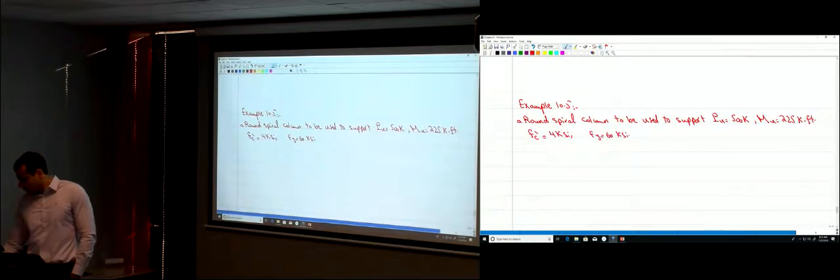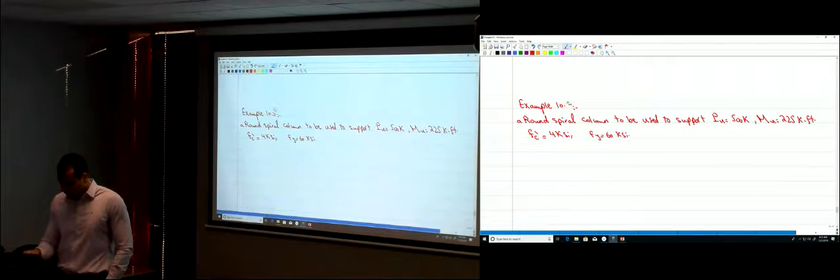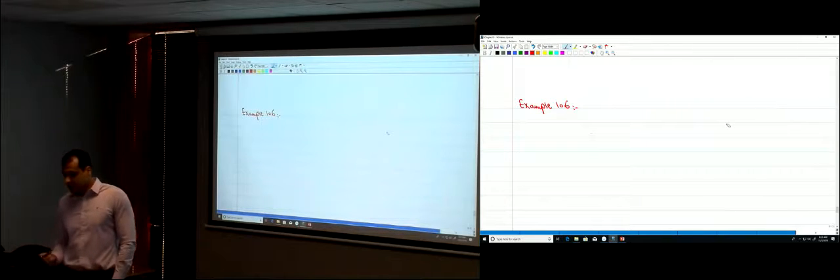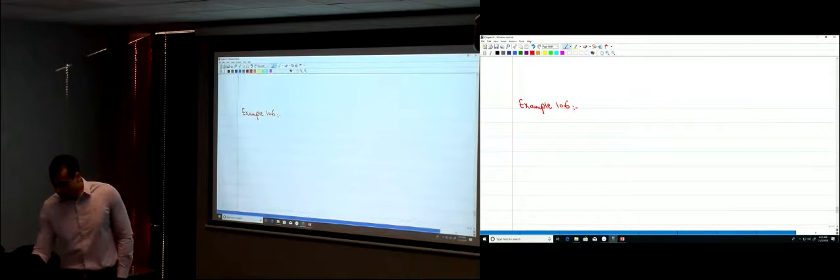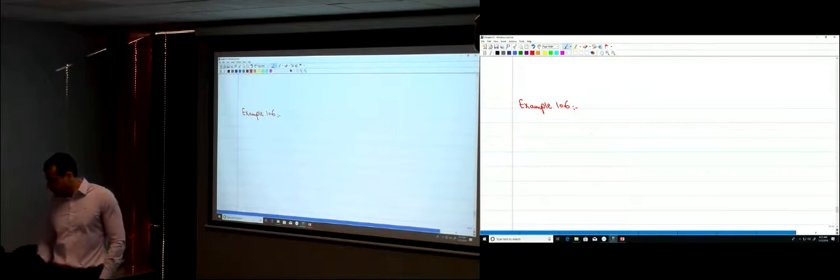Oh, no, not this one. I'm sorry. This is example 10.5, but I'm not going to solve example 10.5. I'm going to solve example 10.6. Okay? Example 10.5 is similar to 10.4, but it's for circular.